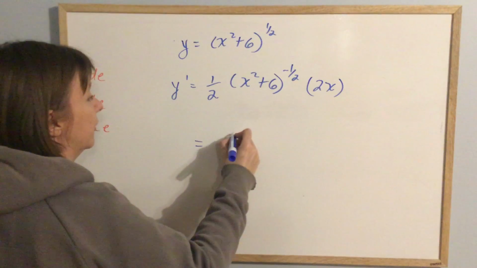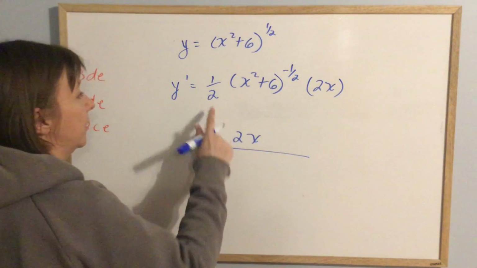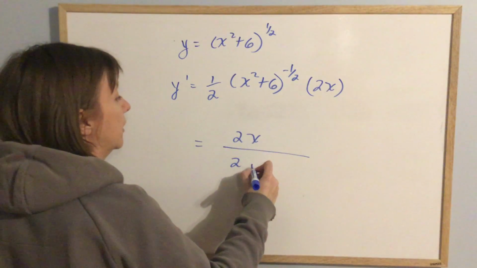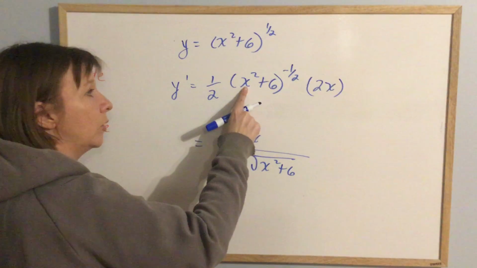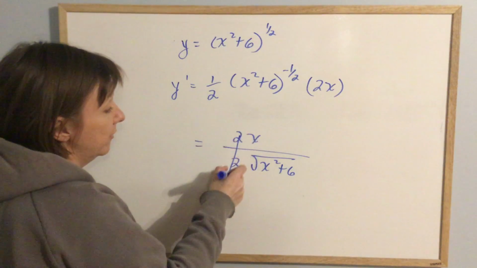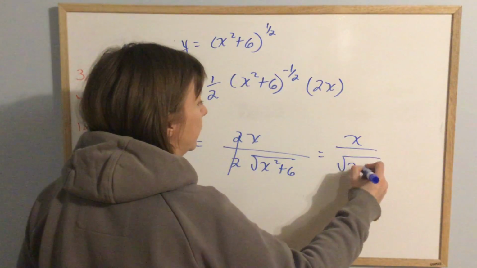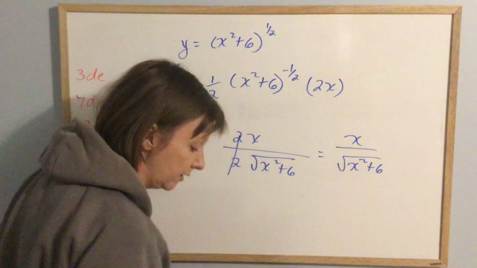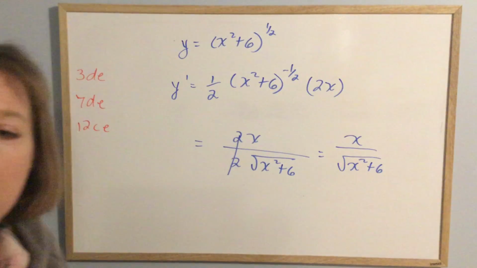So what's going to be left on the top is 1 times 2x. What's going to be on the bottom is 2 times the square root of x squared plus 6, because that's to the 1/2, so that means it's the square root. The negative means put it on the bottom. These 2's will actually cancel, and I can have x over root x squared plus 6. And that's what I would have, and that's what they have too. That's good. So far, I'm agreeing with them.